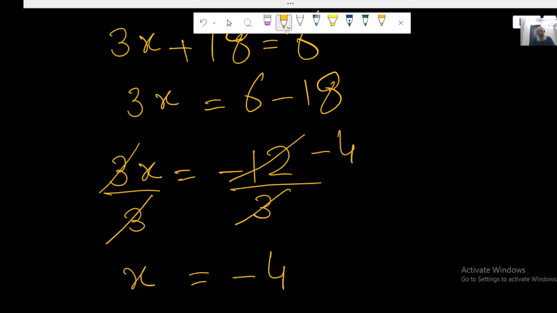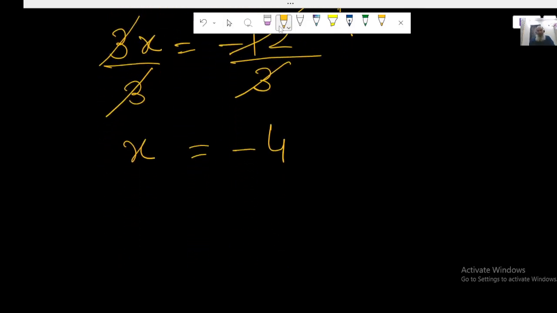So x is equal to minus 4 and y is equal to 9. So this is how we can solve a system of linear equations by the method of elimination.